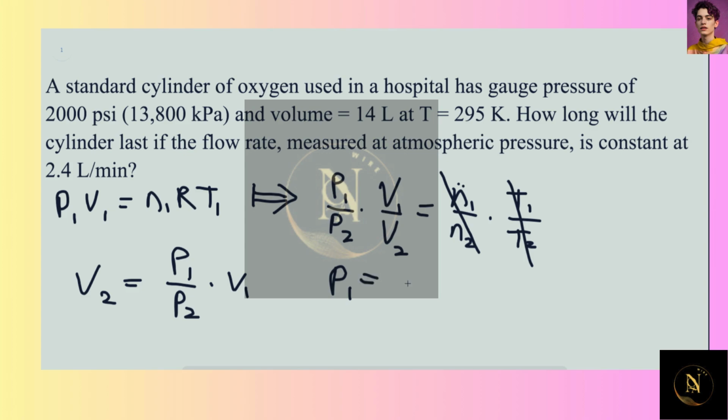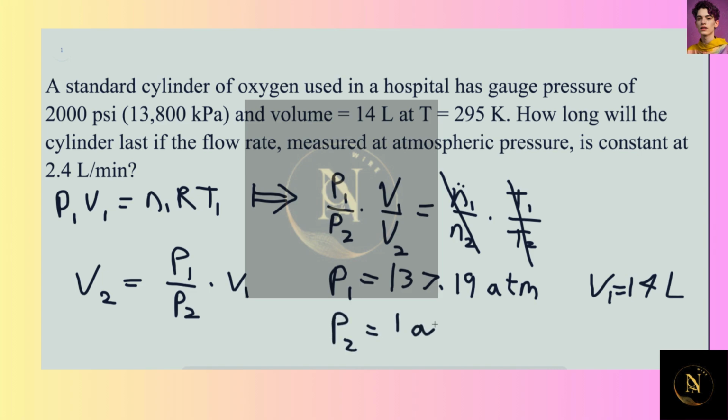So P1 is equal to 137.19 atmospheres. And V1 is equal to 14 liters. Now we have that P2 is just equal to 1 atmosphere, atm. And so then we are ready to substitute everything in.